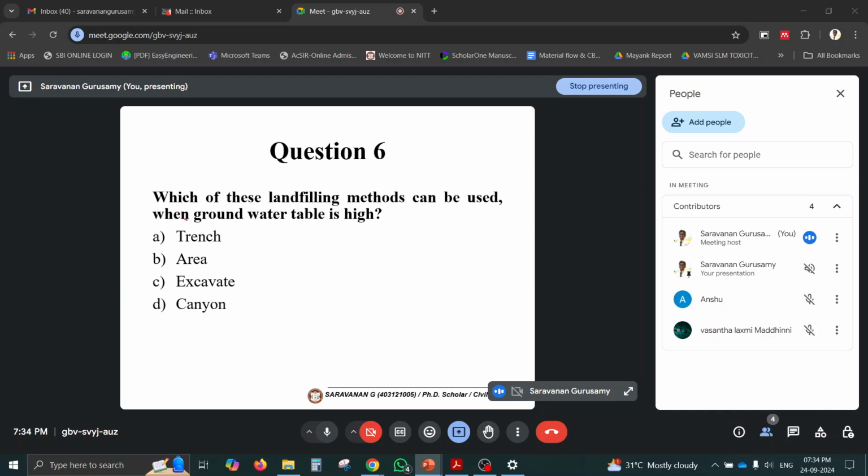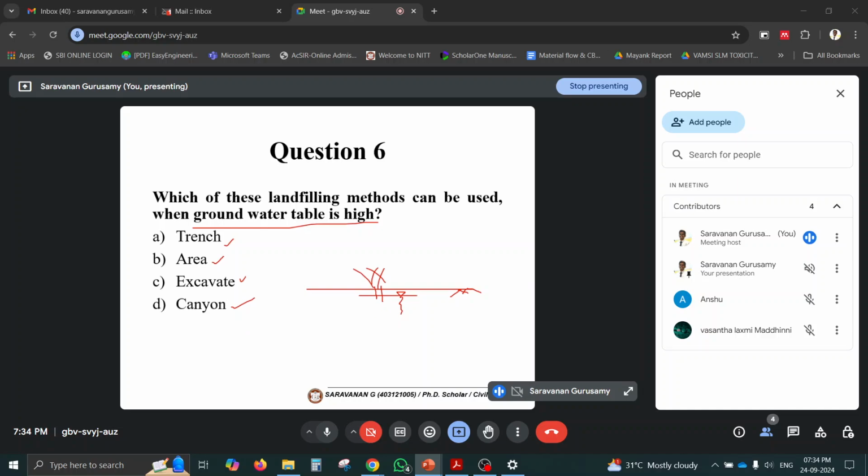Okay. Then which type of landfilling method? So we have discussed about three principles of landfilling methods can be used when the groundwater table is higher. So this is the ground. The groundwater table is very high, near to the ground. So if you dig 1 meter also, you will get water. So at this area, which method of landfilling we can use? Trench method, or excavation method, area method, or canyon method.